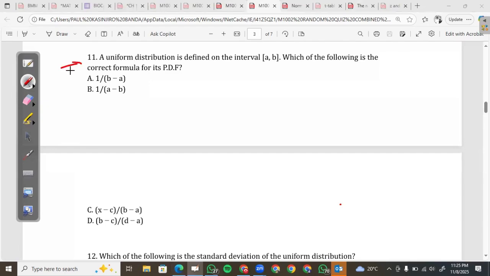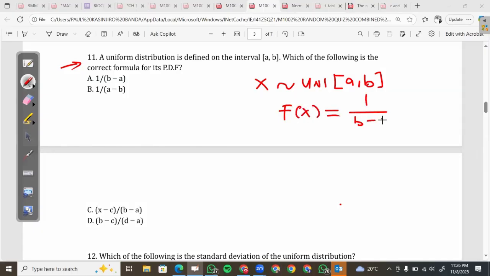So here, question 11, they're saying a uniform distribution is defined on the interval A to B. Which of the following is the correct formula for its PDF? Okay, so if X follows a uniform distribution on the interval A to B, or on the parameters A and B, then its PDF, f of X, is simply equal to 1 over B minus A. So we're looking for this in the options. I see it on option A. So I pick A as my best answer.